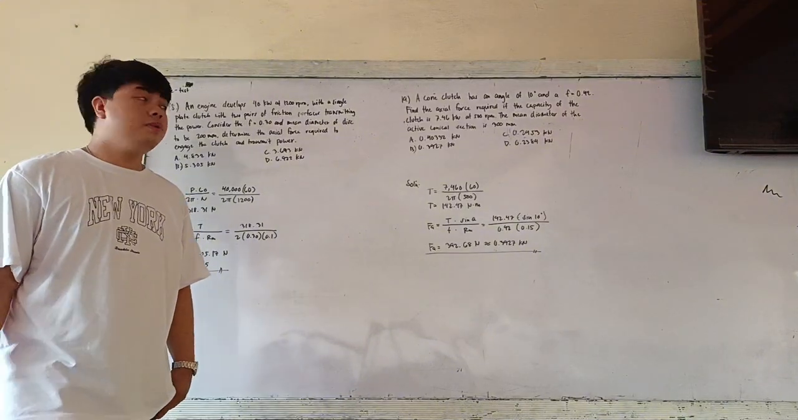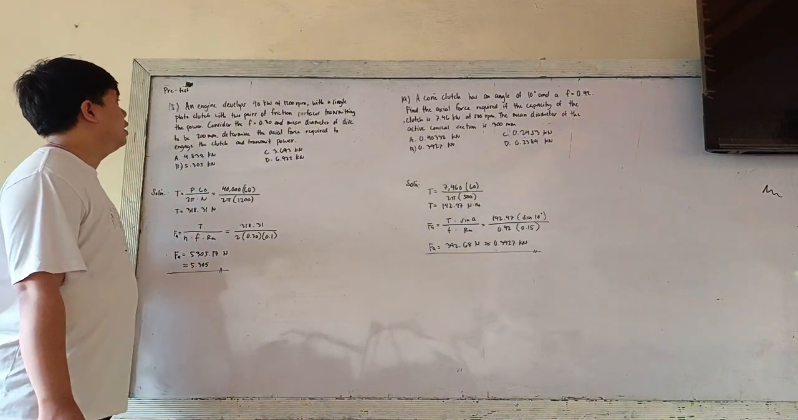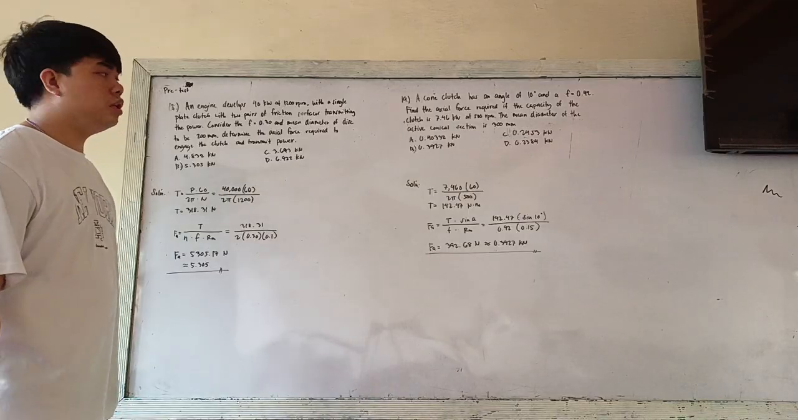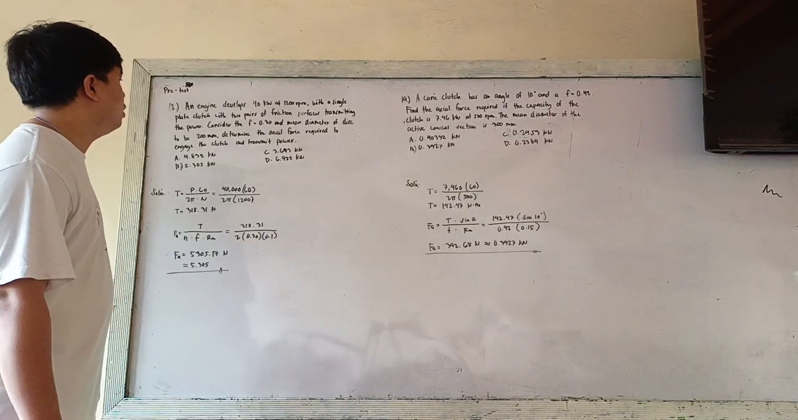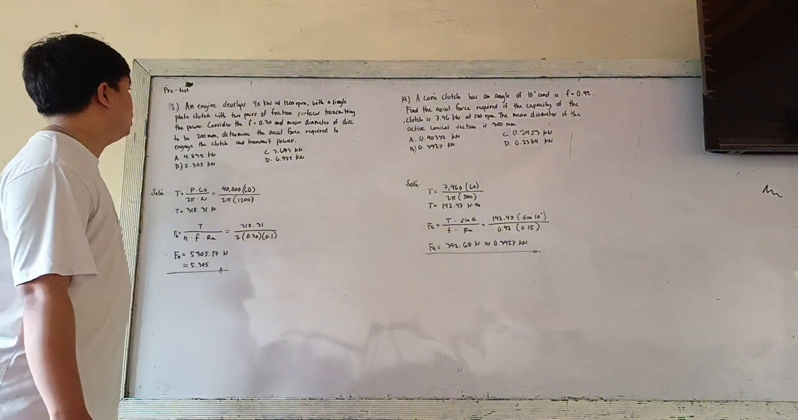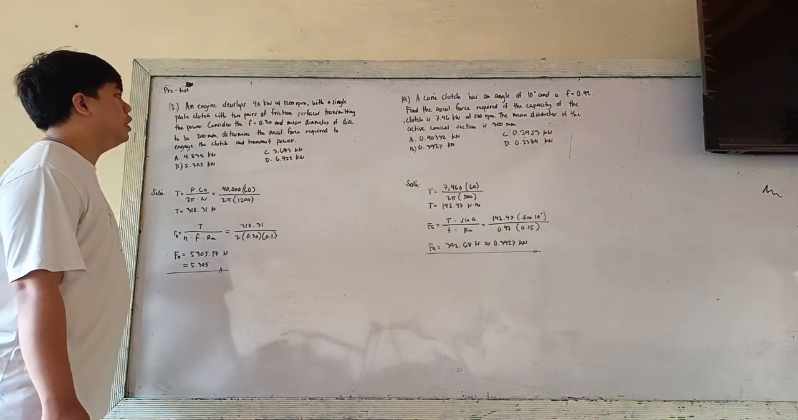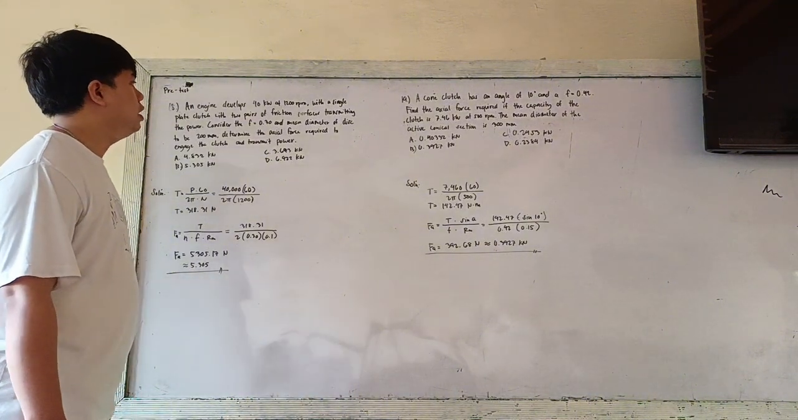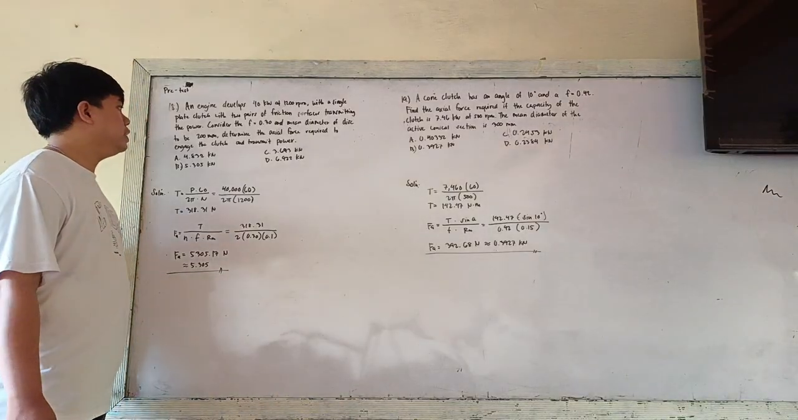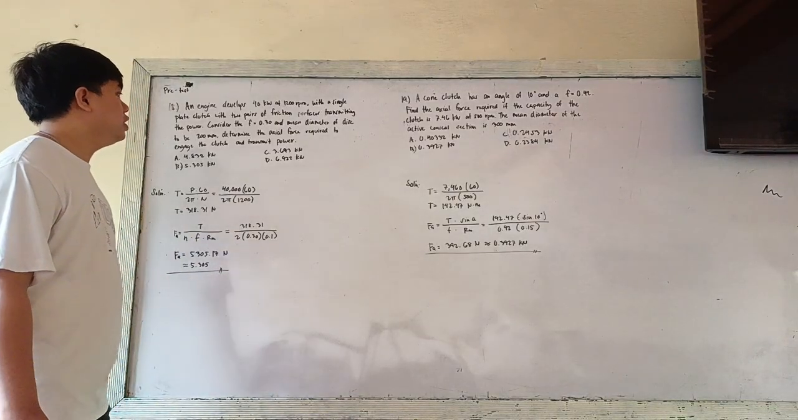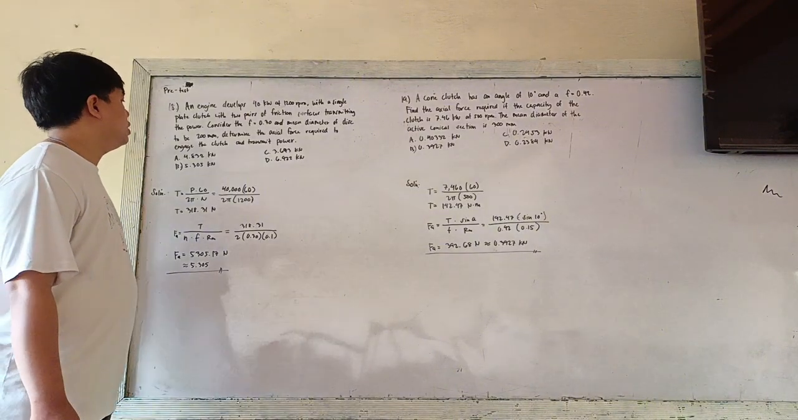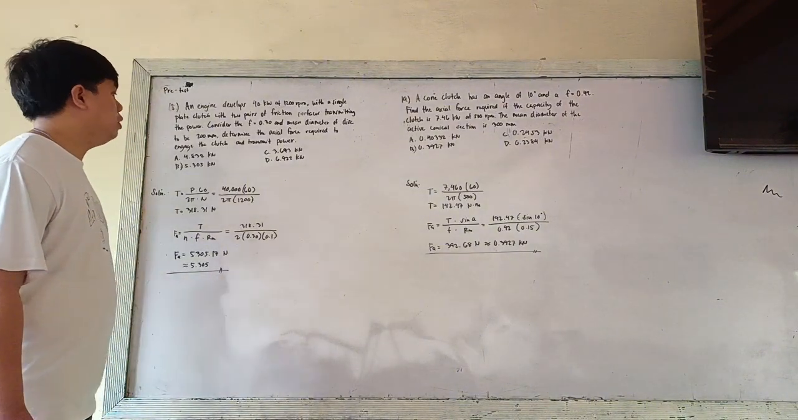On to our next problem, problem number 18. An engine develops 40 kilowatt at 1,200 RPM with a single plate clutch with two pairs of friction surfaces transmitting the power. Consider the F is equal to 0.30 and the mean diameter is to be 200 millimeter. Determine the axial force required to engage the clutch and transmit power.